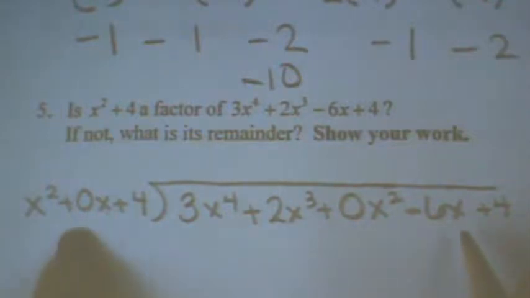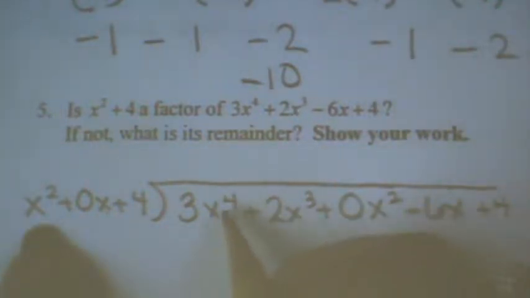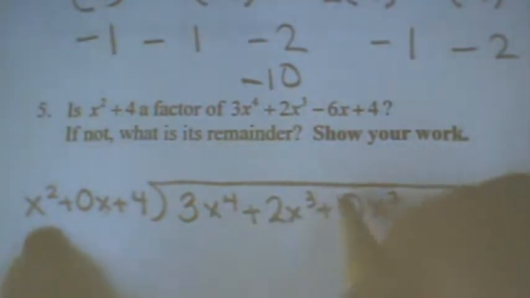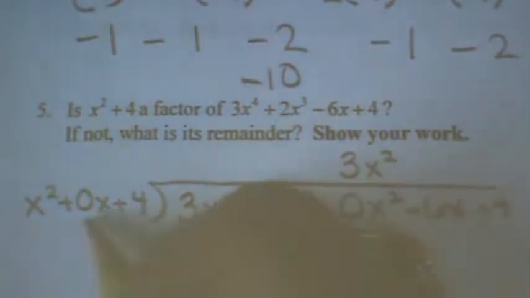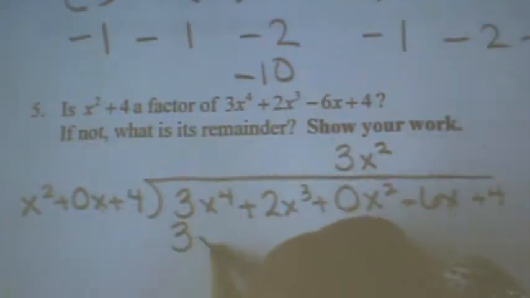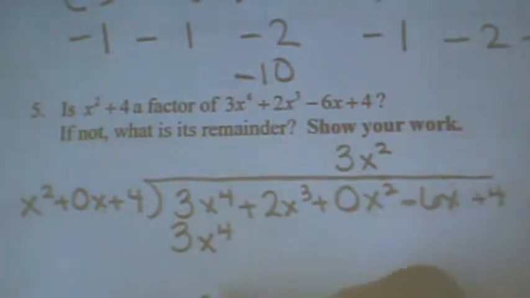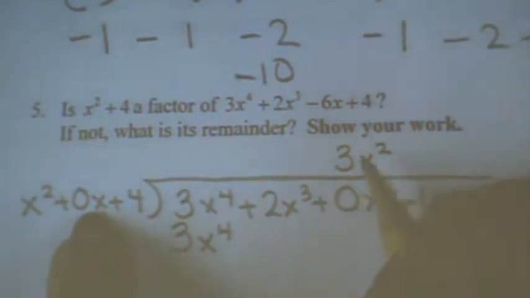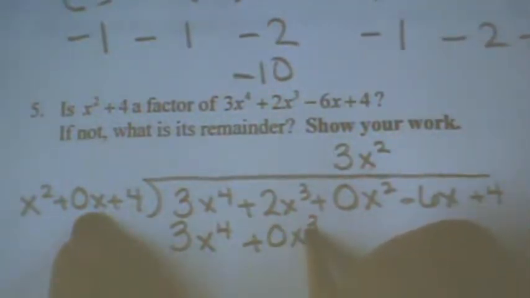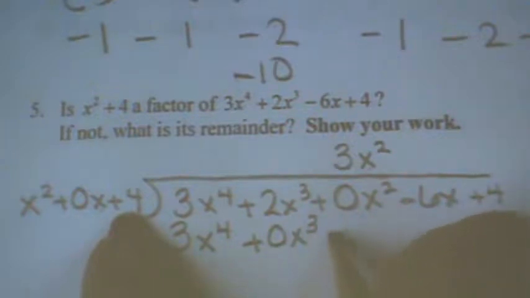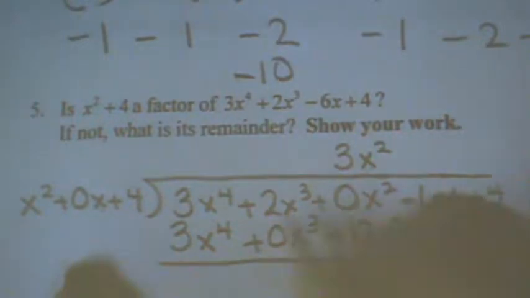So, what do I want to do? I want to get rid of 3x to the 4. So I need a 3x squared. Why? Because 3x squared times x squared is 3x to the 4. So when I subtract them, they're gone. So what is 3x squared times 0x? It is 0x cubed. And what is 3x squared times 4? 12x squared.